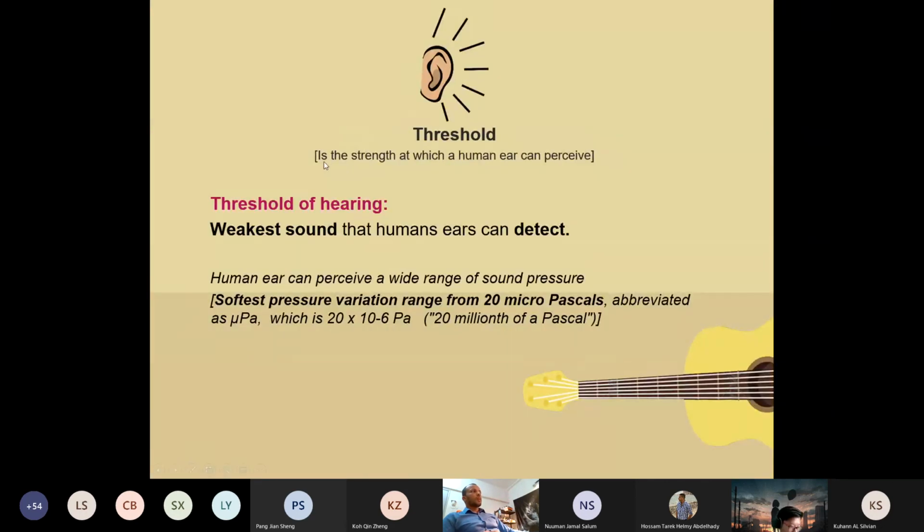So threshold, what do you mean by it? It is the strength at which a human ear can perceive sound. When we say threshold of hearing, it means the weakest sound that a human ear can detect. The human ear can perceive a wide range of sound pressure. We will talk about what we mean by sound pressure. So within 20 micropascal, so 10 power minus 6, so it's micropascal.